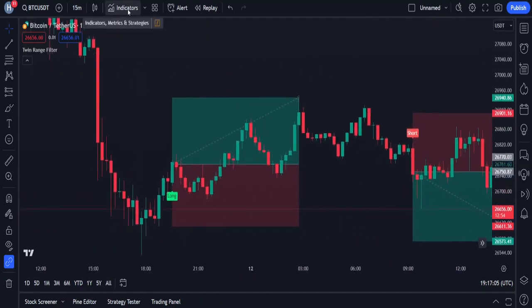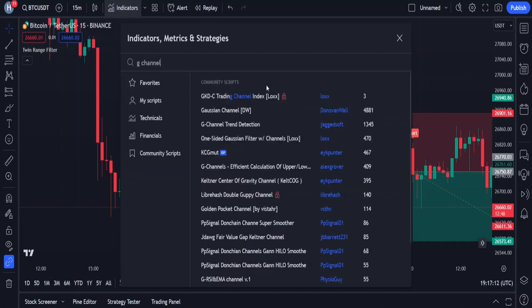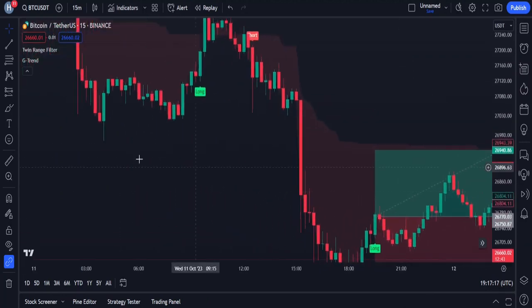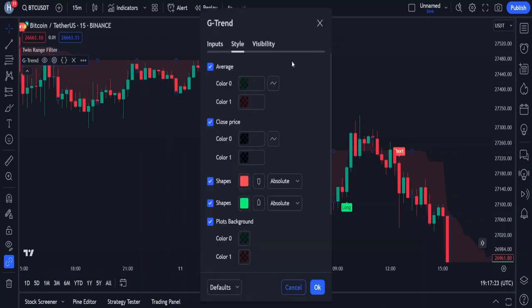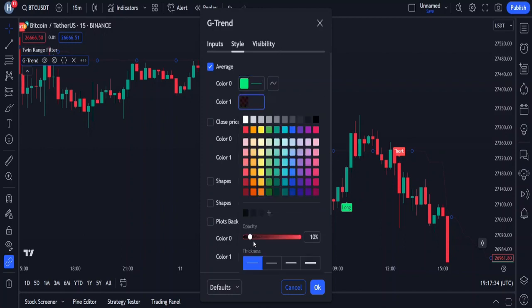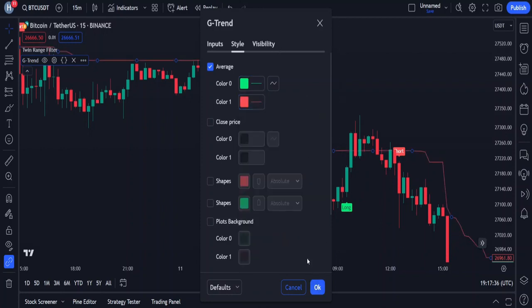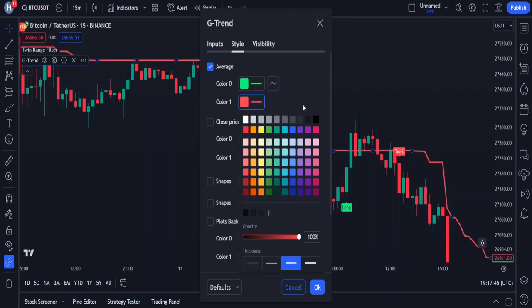So for that, we will again open the indicators menu, and this time search for G channel trend detection, and then add this indicator to the chart. This indicator will be helping us to figure out the short-term trend of the market. We will change settings for this indicator also. So to do that, we will open the settings for this indicator, and then in the style section, we'll disable all the options except the average option. After that, we will change the opacity of colors from 0 to 100%. This way, it will be easily visible on the chart. You could also increase the thickness of both lines, but that totally depends on your liking.